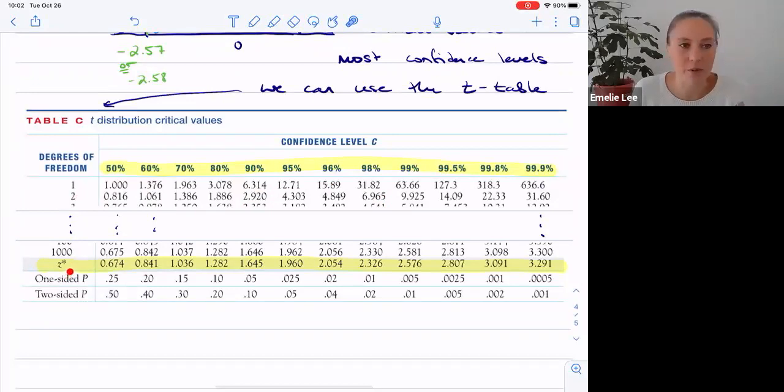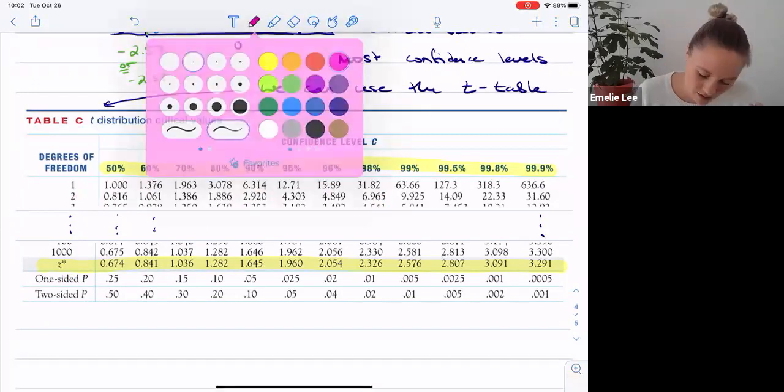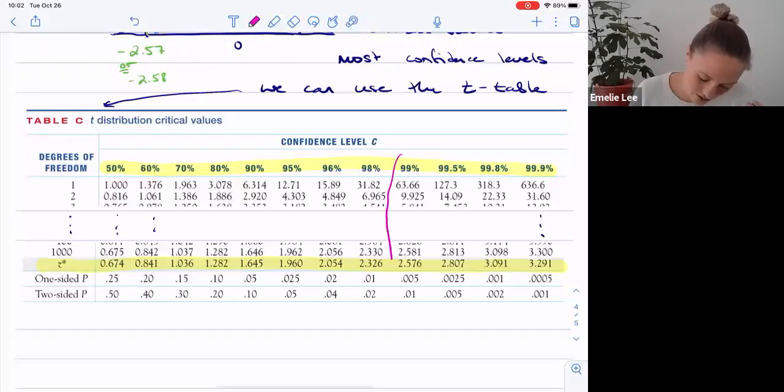I don't know, 97%, I don't know, I haven't done it. So here, right, we've got 99%.